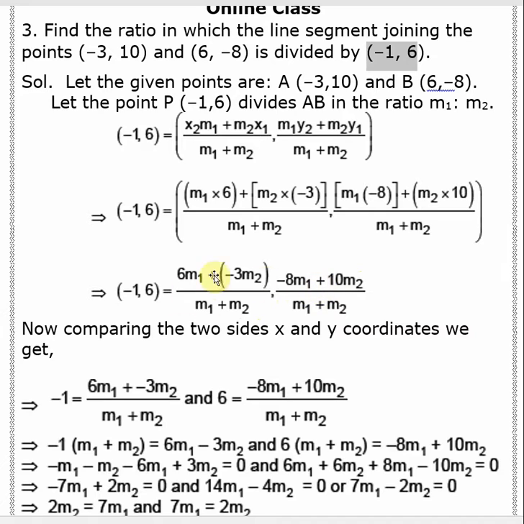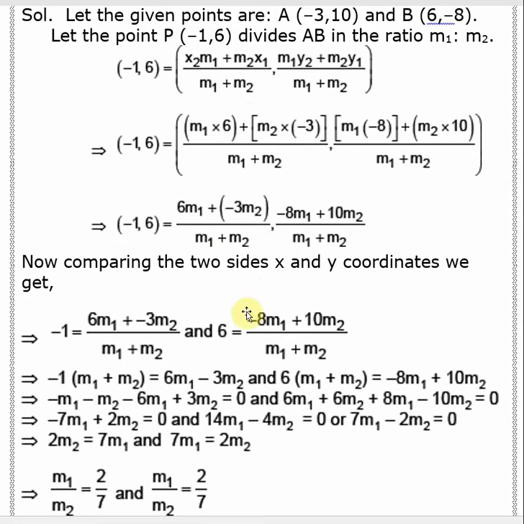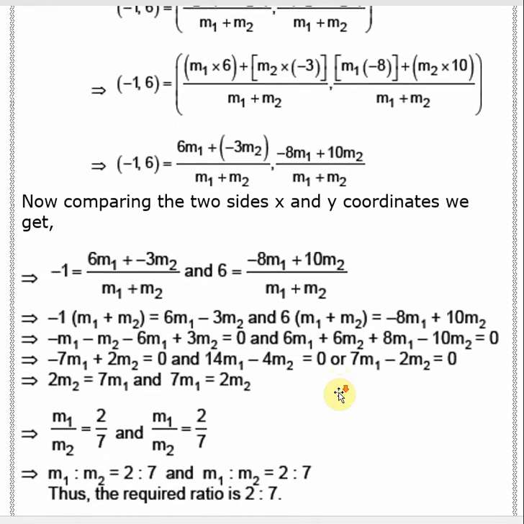Now after this, you have to take the x coordinate of the left side and make it equal with the x coordinate of the right side, and you have to take the y coordinate of the left side and make it equal with the y coordinate of the right side. That means separately you are comparing x with x, y with y. If you do that, then separately m1 and m2 you will get.